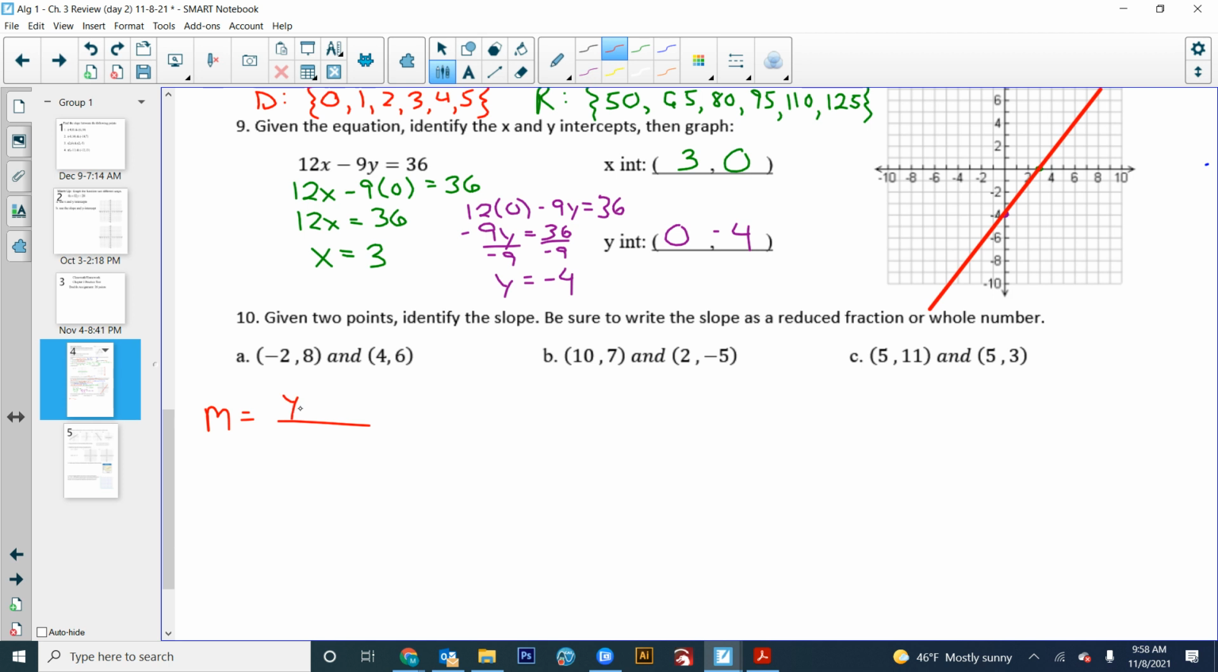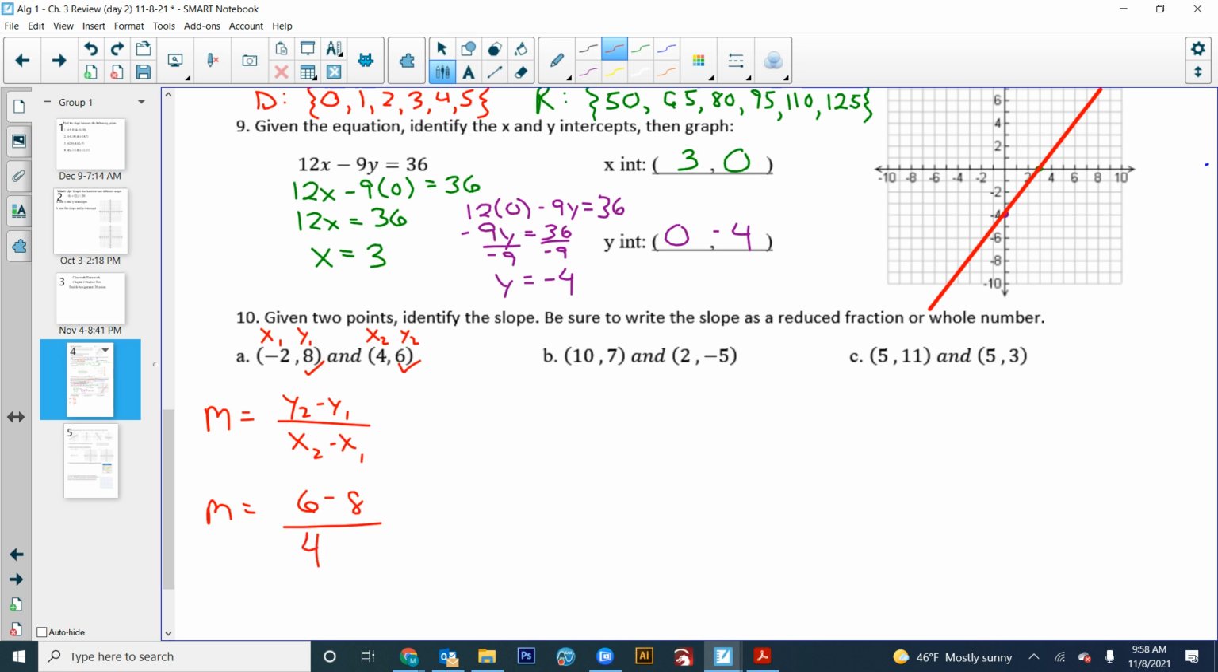y2 minus y1 over x2 minus x1. Perfect. I would label this as x1, y1 and x2, y2. All right, Logan, let's keep it rolling. 6 minus 8. Y2 minus y1. Good. Over 4 minus 6. 4, careful.